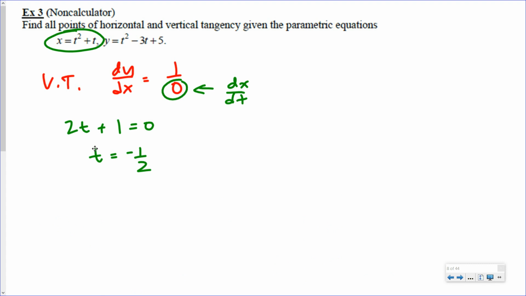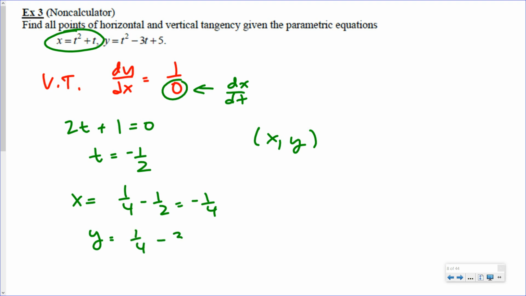All right. Okay, did I answer the question? No, it says find the point where you have a vertical tangent line. So that means I need an x and a y. I know my t, so my x is going to be 1/4 minus 1/2, which is negative 1/4. Okay, my y, do you guys see I'm just plugging in the negative 1/2? My y is going to be 1/4, negative 3 times negative 1/2 is positive 3/2, plus 5.